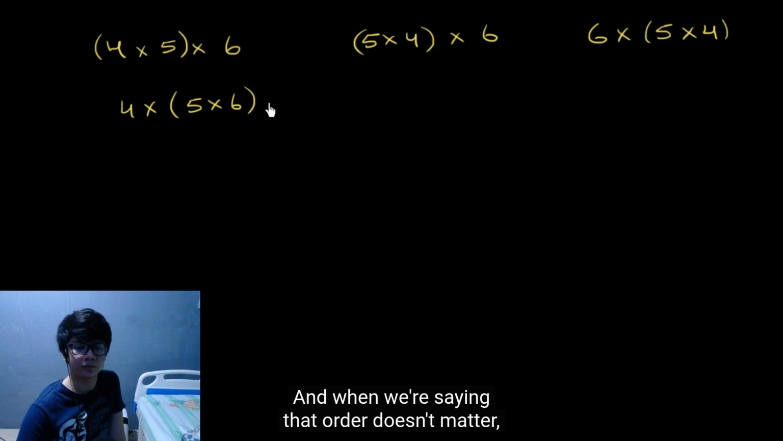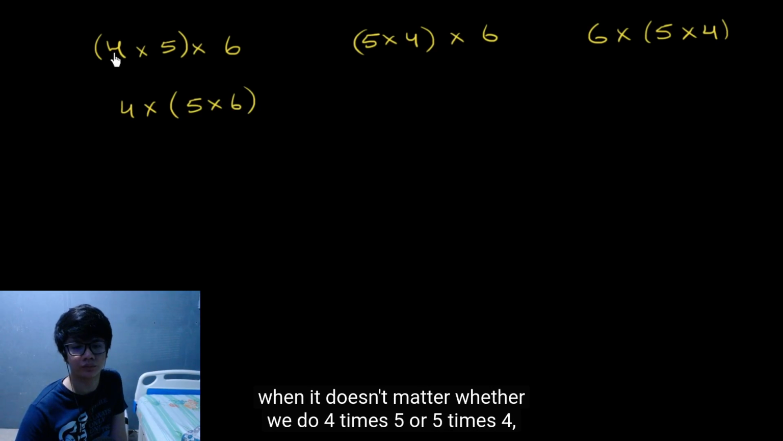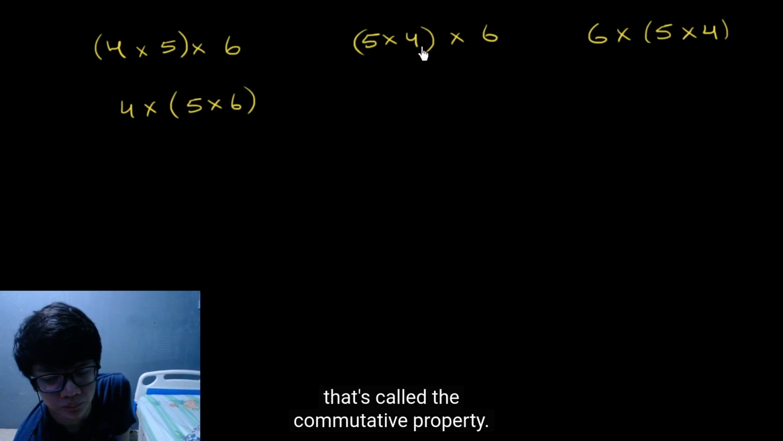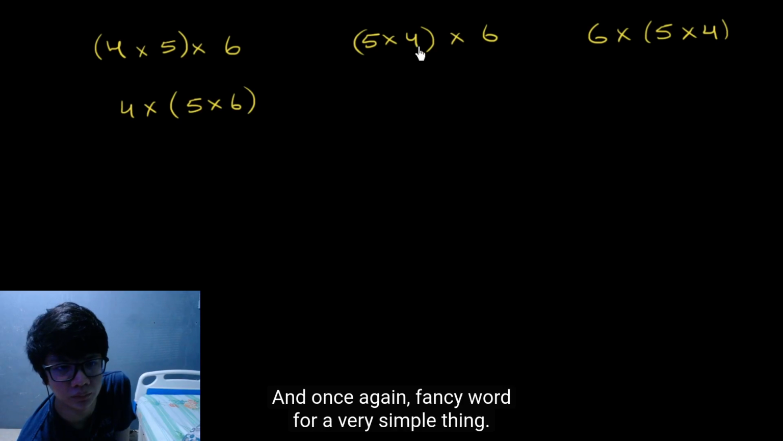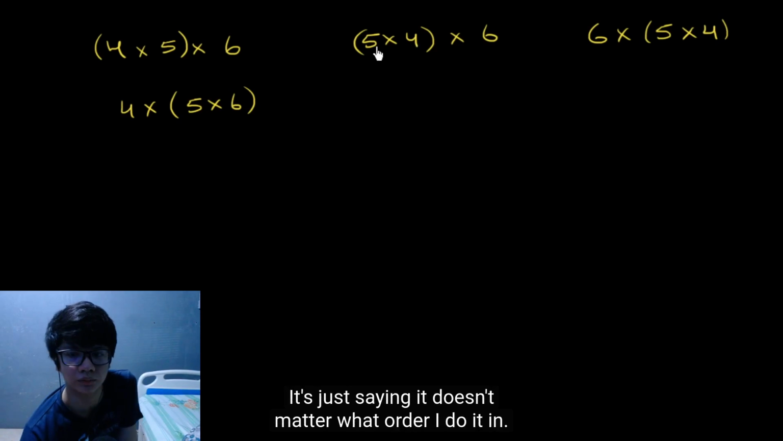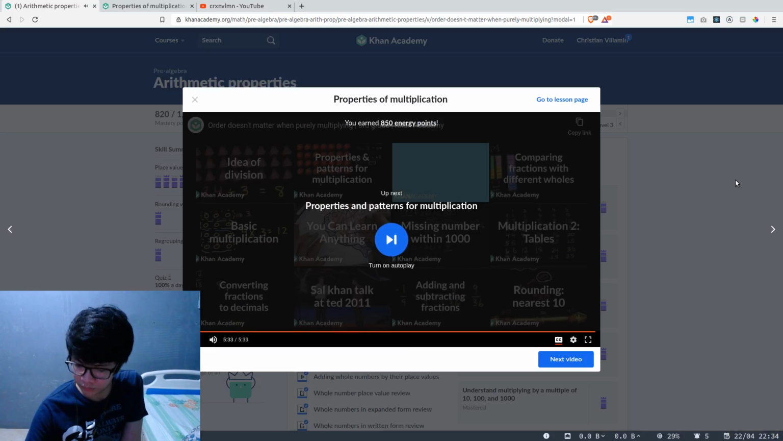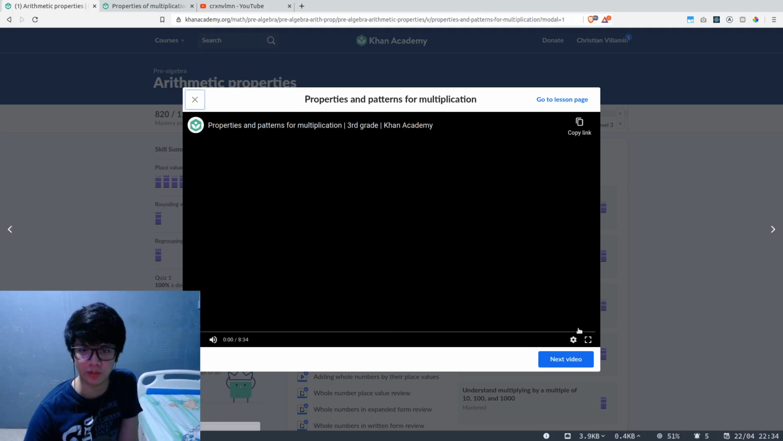It's kind of a fancy word for a reasonably simple thing. And when we're saying that order doesn't matter, when it doesn't matter whether we do 4 times 5 or 5 times 4, that's called the commutative property. And once again, fancy word for a very simple thing, just saying it doesn't matter what order I do it in. Commutative. Fancy word for a simple thing.